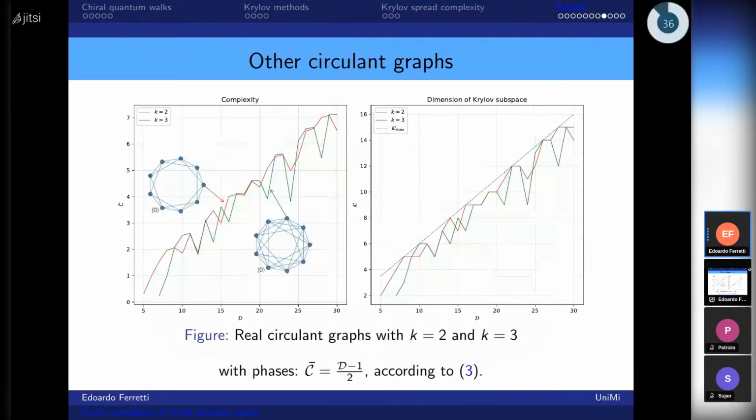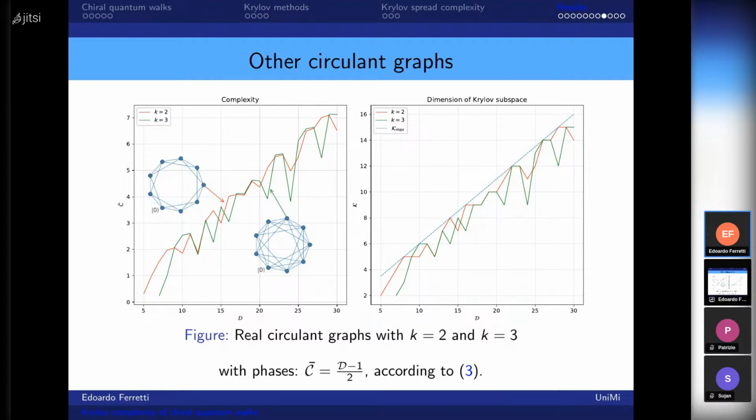Similar behavior is seen when higher degrees of connectivity are added. Here we are always studying a circulant Hamiltonian, so all edges have the same weight, and this is the real case. The case with a phase is not shown for aesthetic reasons, because otherwise all this behavior would be packed in the lower part of the graph, but it is behind this.